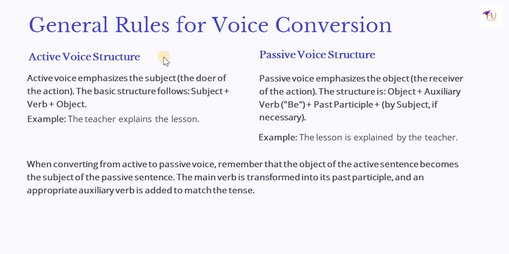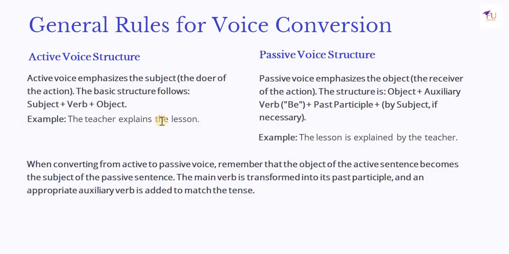General rules for voice conversion: active sentence, active voice structure, and the passive voice structure. Active voice emphasizes the subject, the doer of the action. This means the agent of the action, which is expected from the subject. Now, the basic structure follows: subject plus verb plus object. These three elements are also called the S-V-O pattern.